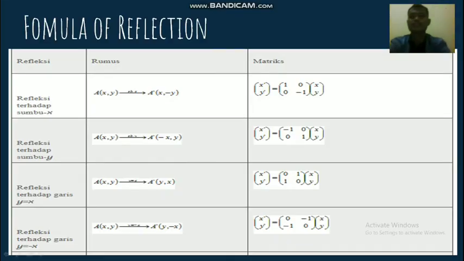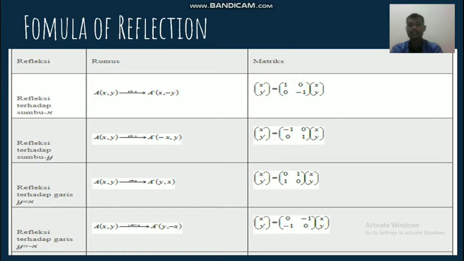And the next is the formula of reflection. Number 1, reflection on the x-axis. The formula is A(x, y) reflected on the x-axis becomes A'(x, -y), and the matrix is [x', y'] equals [[1, 0], [0, -1]] multiplied by [x, y], and we get the result (x, -y).